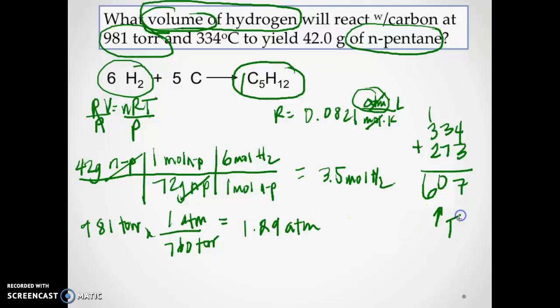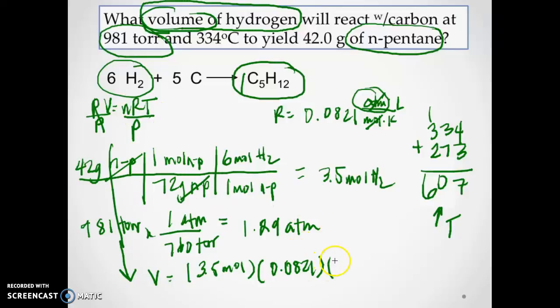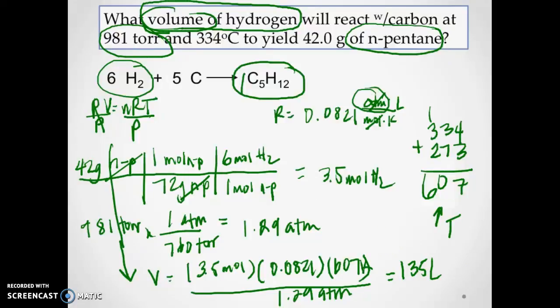So that's our T. So now we could plug everything into this equation. V is equal to n, which is 3.5 moles, times R, which is 0.0821, times T, which is 607, and divided by P, which is 1.29 atmospheres. Okay, so when you do the math, you get a number, so 3.5 times 0.0821 times 607, and then you hit equals, and then you divide by what's at the bottom, one at a time, and I got 135 liters. Okay.